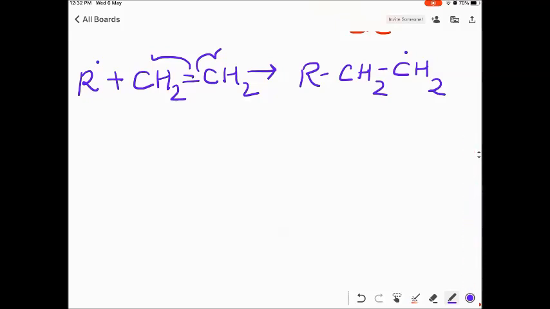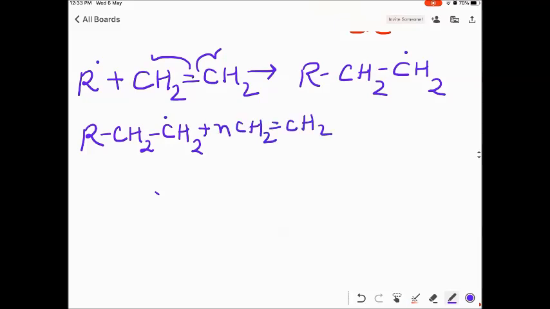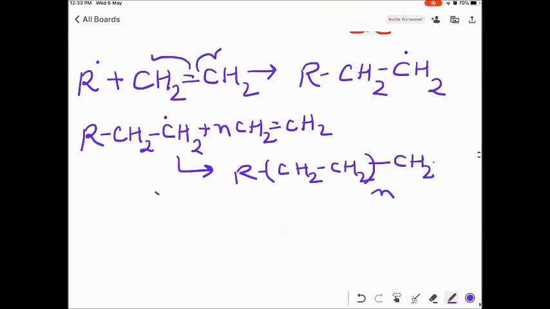Now let us write the another step. Supposing that n moles of ethylene combine to give a long chain, so we will get R CH2 CH2, n moles of ethylene add, and then one CH2 CH2 group is still there. This is a free radical generated. So these were the chain propagation steps. The last step is the chain termination step.